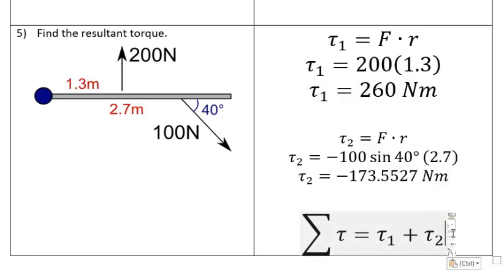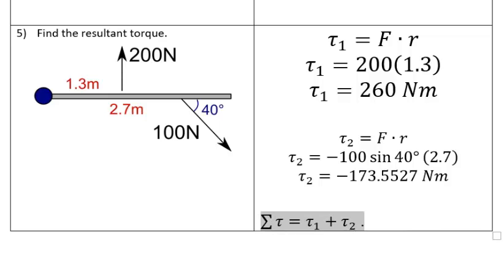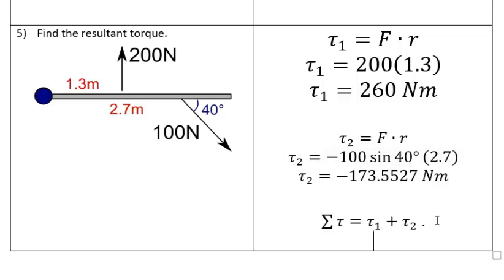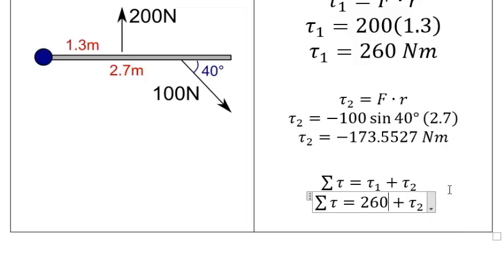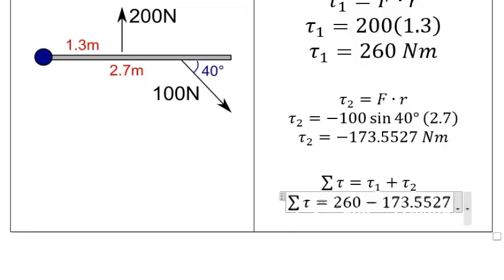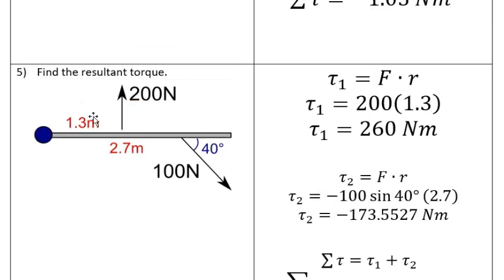So the sum of both torques would be adding torque 1 plus torque 2. The torque 1 is 260, the torque 2 is a negative torque, so it will be negative 173.5527. If I add those two things, I will get an answer of 260 minus 173.5527. That gives me 86.4473 newtons times meter, and that will be the resultant torque, which is the answer of this exercise.